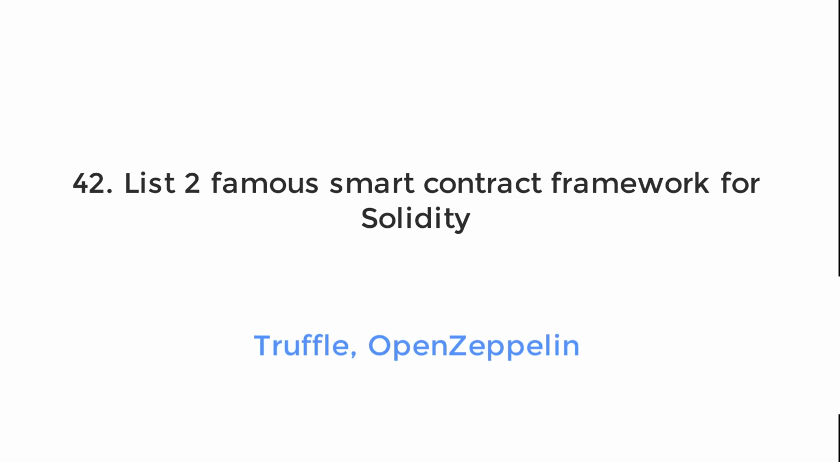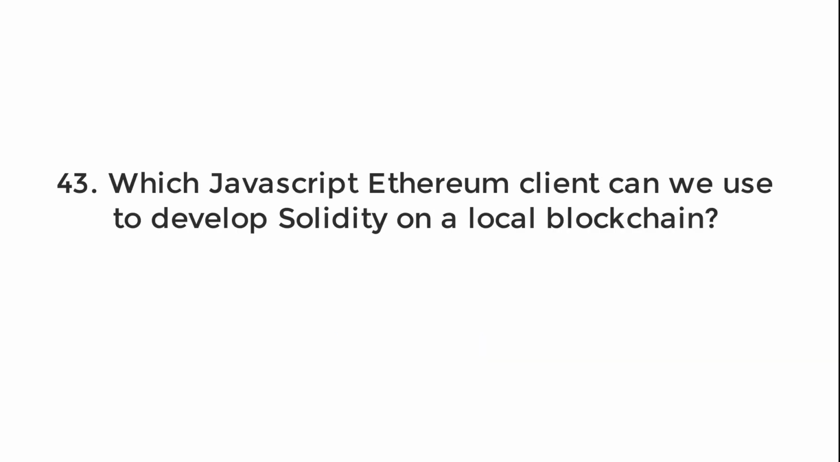Truffle is the most popular framework for developing Solidity smart contracts. It allows you to easily deploy your smart contract to a development blockchain and interact with it. OpenZeppelin provides reference implementations for a lot of token standards like ERC20 or ERC721. So before you create your own smart contract, you should always check out if OpenZeppelin doesn't already have an implementation that you can reuse. Which JavaScript Ethereum client can we use to develop Solidity smart contracts on a local blockchain?